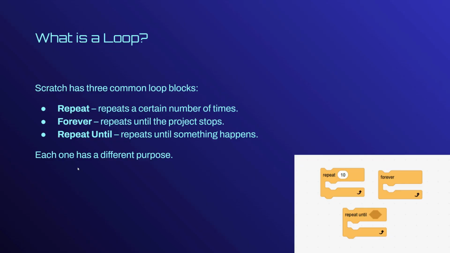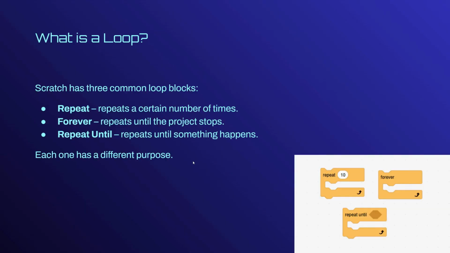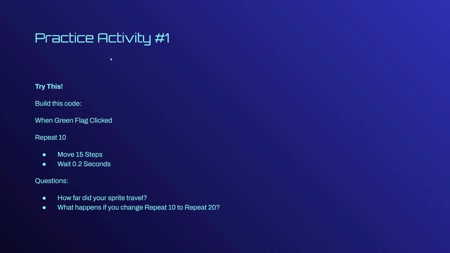Now, practice activity 1. Try this. Build your own code, and then put one green flag clicked, repeat 10 times, move 15 steps, wait 0.2 seconds. Now I want you to answer, how far did your sprite travel? And what happens if you change the repeat 10 to repeat 20? After you've done this activity, we'll go to the next slide.